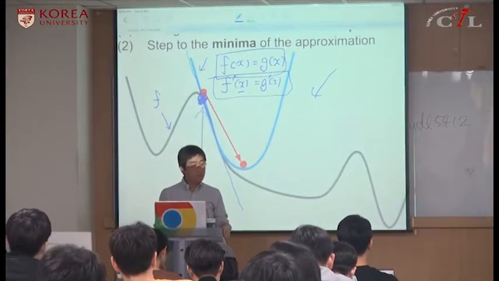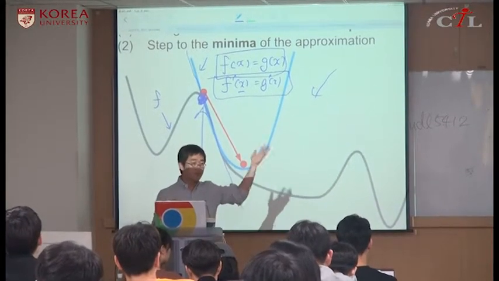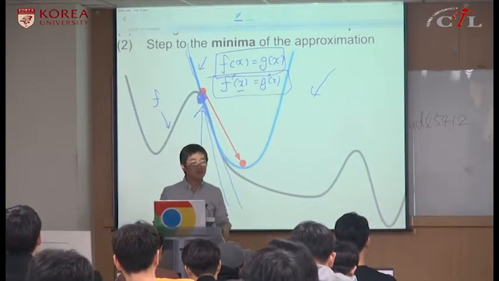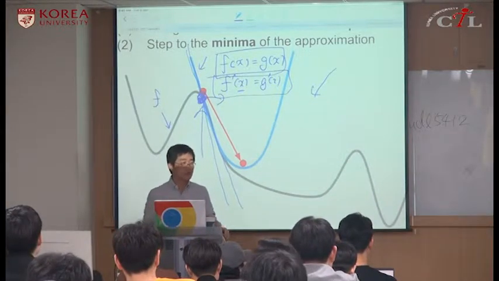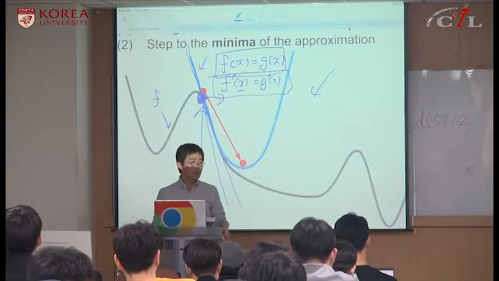At this particular point, if we approximate the whole function, to get lower in terms of function value will be in this direction, right? So that is the intuition used in gradient descent.